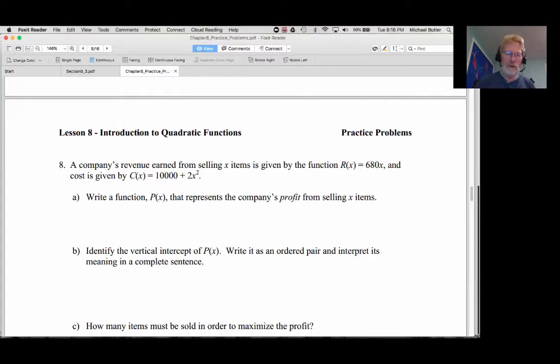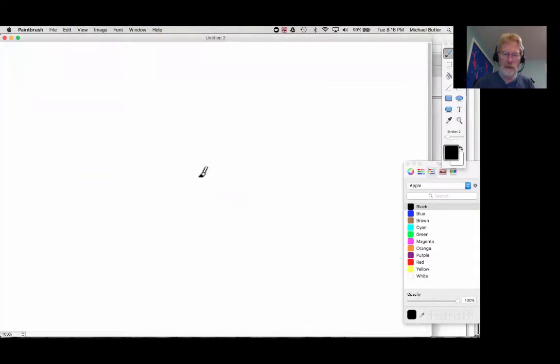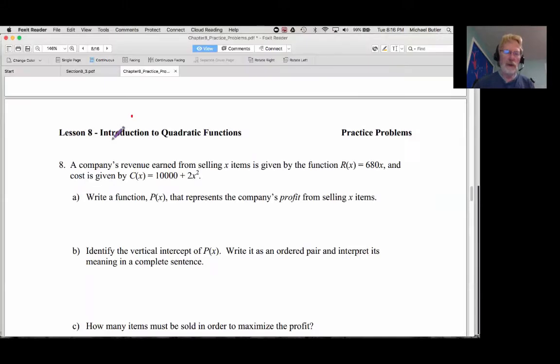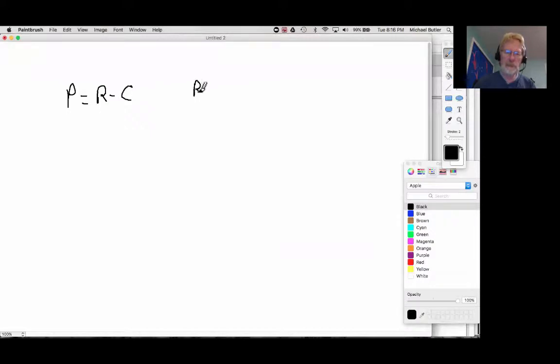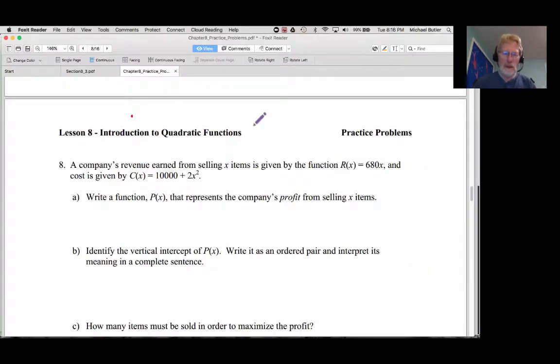So, okay, let's go ahead and take a look at this one. Write a function P of x. What we have to remember, something all good capitalists are supposed to know, is that profit is equal to revenue minus cost. So if I want to make the profit function, I have to take the revenue function and subtract the cost function from it. In our case, the revenue function R of x is equal to 680x, or $680 for every one of them that we sell. And our cost function is equal to 10,000 plus 2x squared.